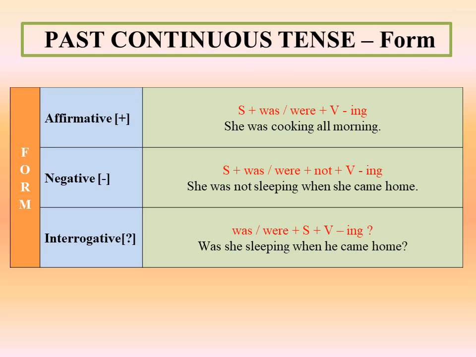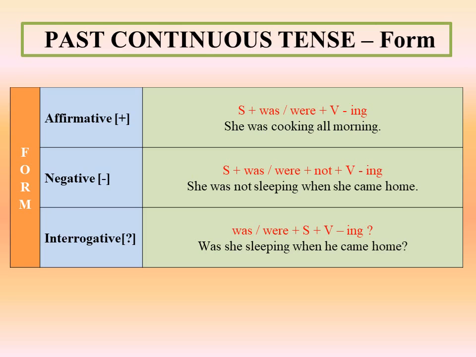So we come to the last part, which is the forms of the past continuous, where in the same way how we learned the positive, negative for the past tense, we are also going to see the forms for past continuous tense. That is positive, negative, and interrogative. So positively, say in the sentence, she was cooking all morning. What was she doing? She was cooking all morning.